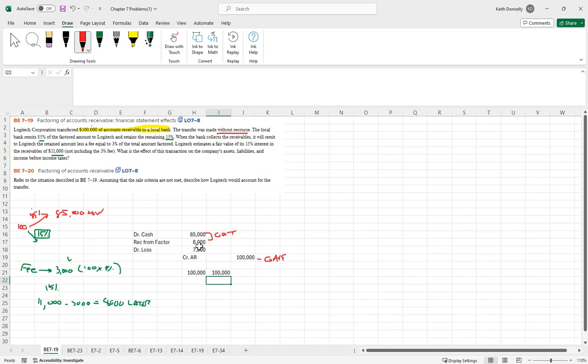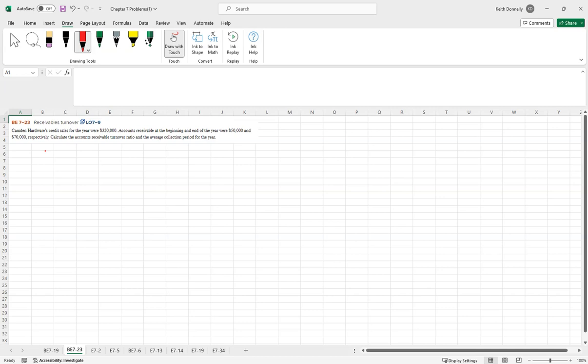So this is a situation where it's factoring without recourse. A little bit of math, nothing too hard there. If it was with recourse, we would probably have a credit for a liability as well, because with recourse, if the underlying receivables they don't collect on, we're on the hook for that. So you can see the PowerPoint video for the journal entries if there is recourse in play, but this example was without recourse.